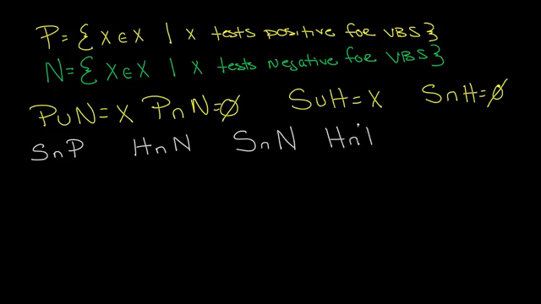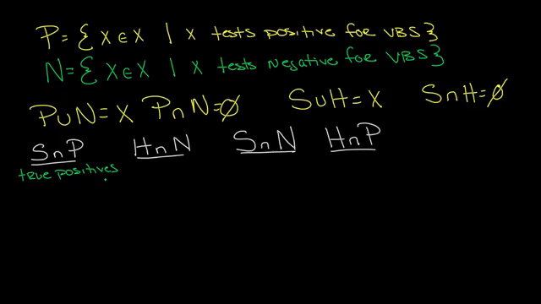Let's think about what these are, how big we want them to be, what they mean in the real world, and so on. So first, S intersect P. What does it mean to be in S intersect P? First, it means that you're in S, which means you have VBS, and it means you're in P, which means you test positive. These are often called the true positives. So the bad news is you have VBS. The good news is the test told you accurately that you have VBS, so perhaps you can seek treatment.